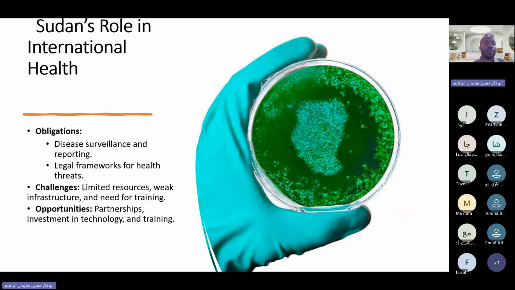Additionally, the opportunities for us as Sudanese, how we can apply the International Health Regulation. There are good opportunities. As you know, there are many NGO partnerships with the Ministry of Health, and also there is investment in technology and training. All of these opportunities can support us Sudanese to apply the health regulation.